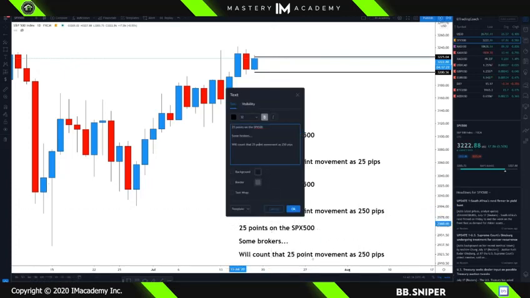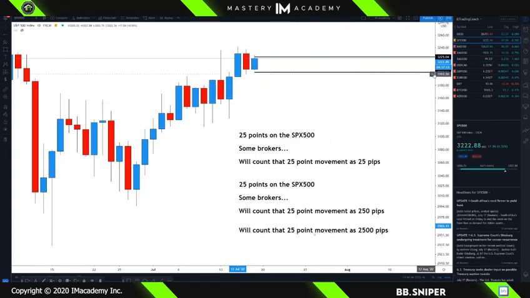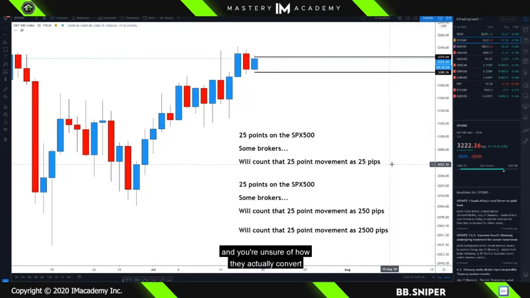And then occasionally, what you'll see is a 25-point movement, in this instance from 3,200 to 3,225, that's going to be considered as 2,500 pips. So if you're trading somewhere and you're unsure of how they actually convert the movement of price into a potential loss or profit, what I would encourage you to do first and foremost is use a demo account. Take a simple position, whether that be a micro lot, a mini lot, a standard lot, one that is very easy to understand the calculation, and then you'll be able to see.